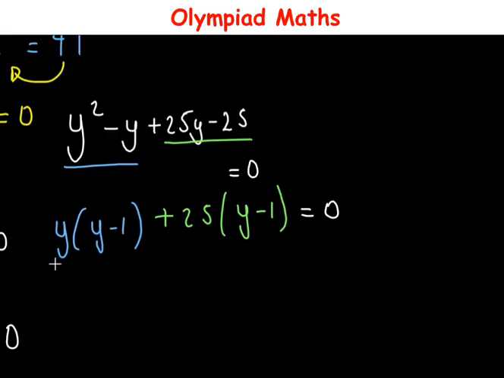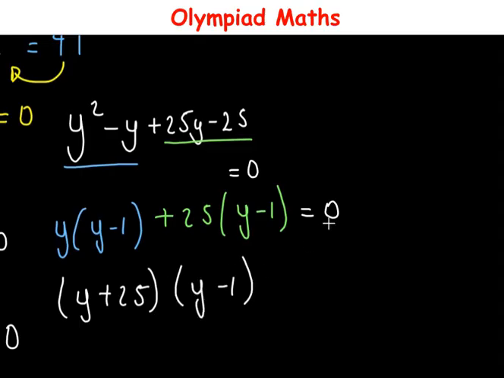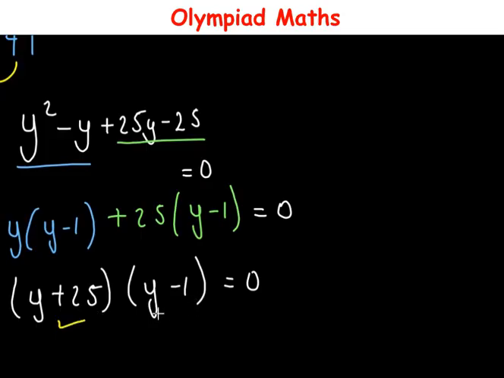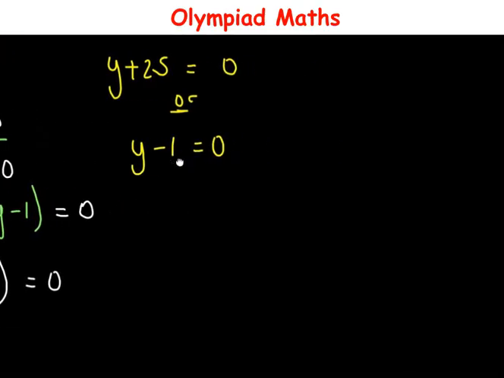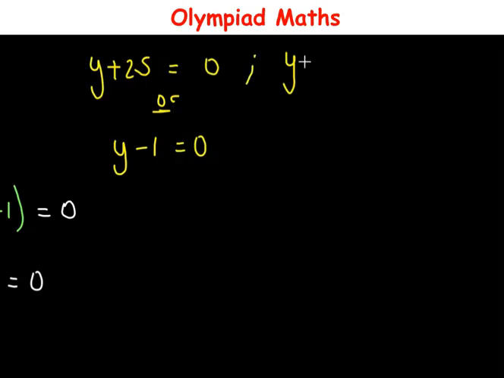At this junction, we'll pick the ones outside the bracket into one bracket. We have y plus 25. Then we have the common factor y minus 1, pick one, we have y minus 1, then equate it to 0. So we equate this to 0 or equate this to 0. We have y plus 25 equals 0 or y minus 1 equals 0. From here, the value of y is equal to minus 25, or the value of y is equal to 1.